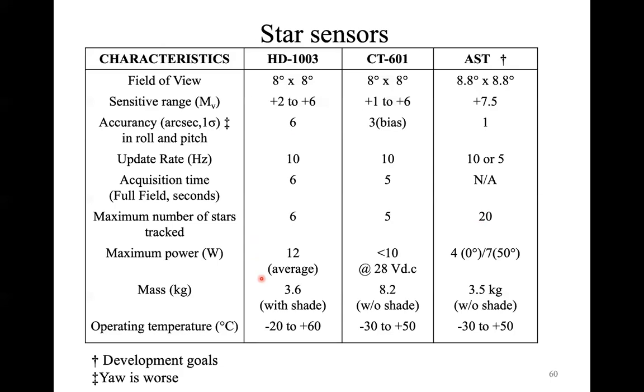The other important parameters that you have when you design an instrument are indeed the maximum power and mass. You can see that these numbers are very different, especially this one that has, without the shade, so without the protection from other light sources, 8.2 kilograms. And this one with the shade is about 3.6. So when you have to choose a sensor, you have to take into account all these properties. For example, what is the accuracy that I need? If I don't need an accuracy that is better than 10 arc seconds, then this instrument is really better because I have less mass.